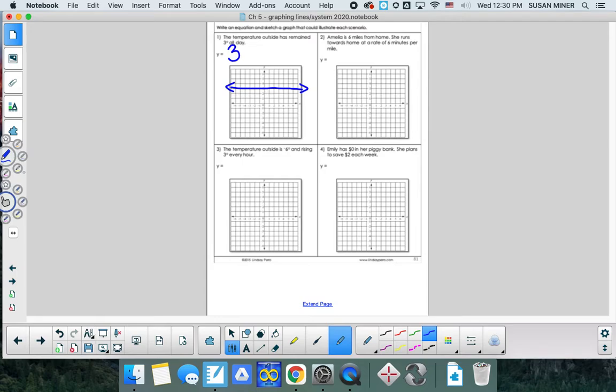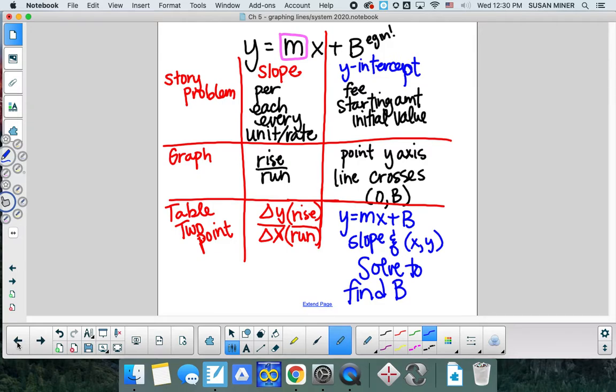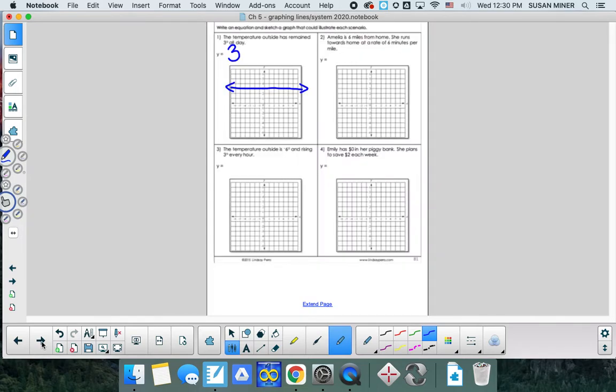All right, so number 2, Amelia is 6 miles from home, and she runs towards home at a rate of 6 minutes per mile. Again, going back to our starting page here, when I have a story problem, I'm looking for specific words to help me figure out this equation. So look for those words and use your notes to help you. If I have a story problem, then use the story problem part of that in order to set up your equation, right?